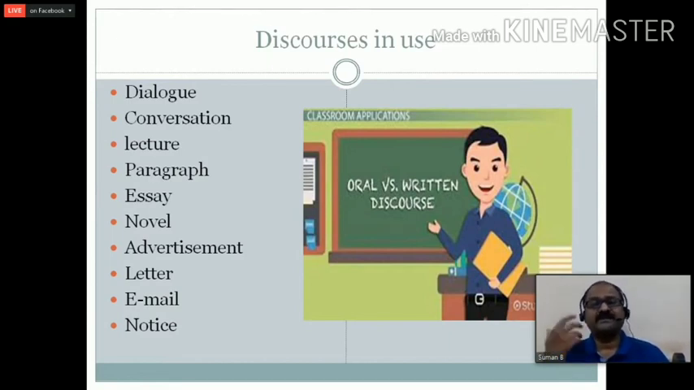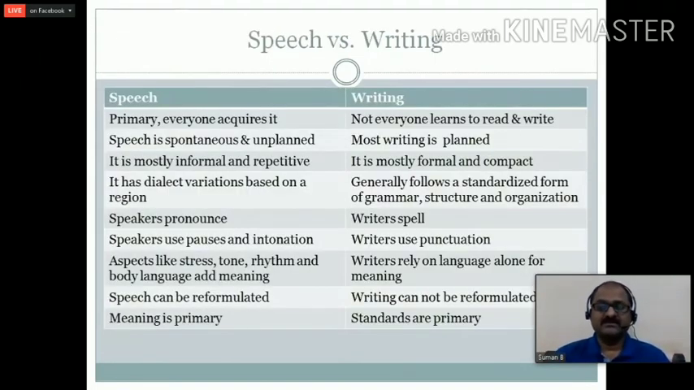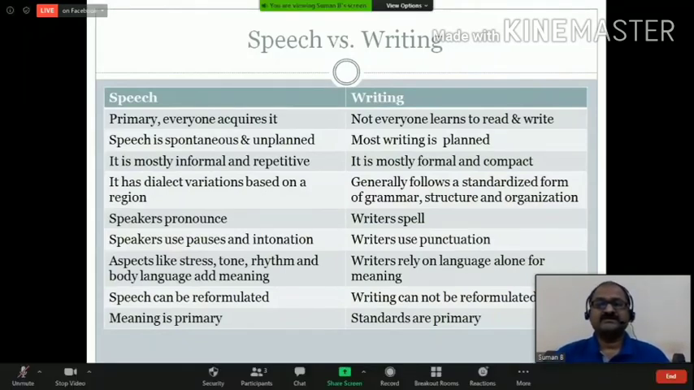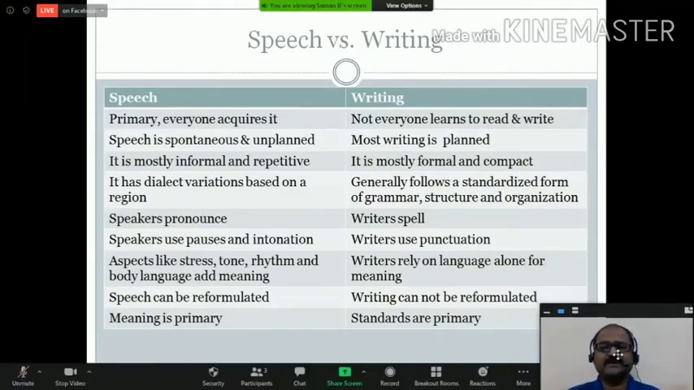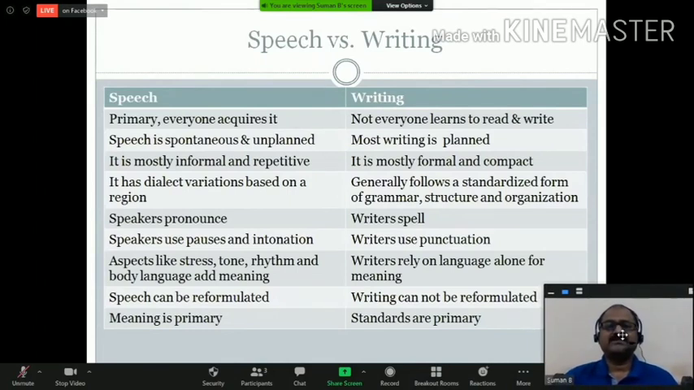The same thing can be carried onto the classrooms as well. If we want our students to improve their spoken English, we need to expose them to a lot of spoken discourses initially rather than written discourses. Next, this is a very important and basic step towards understanding different features of spoken English.